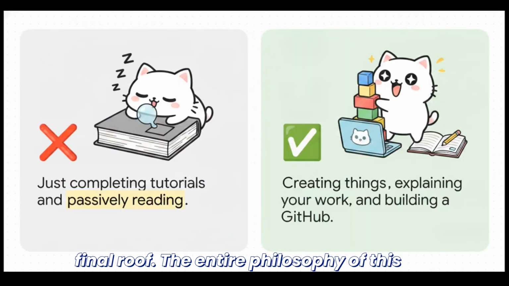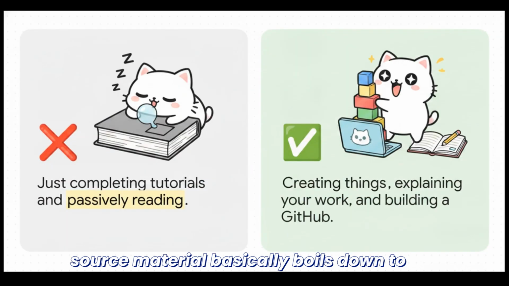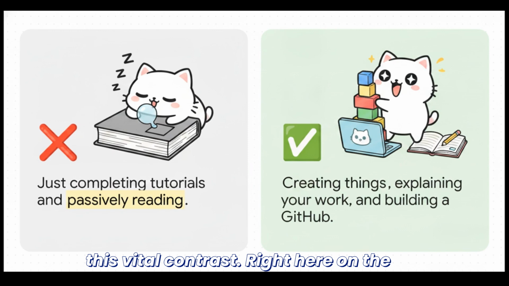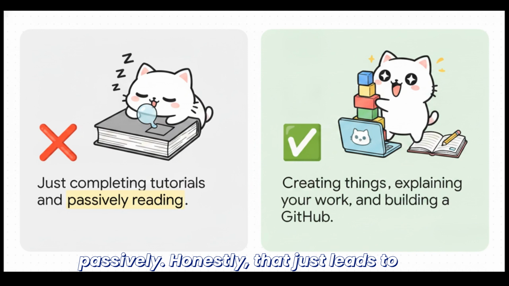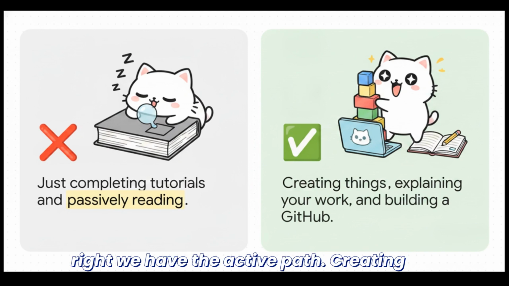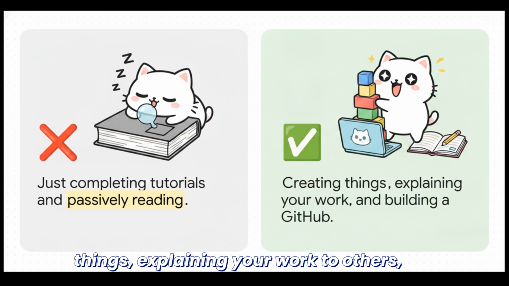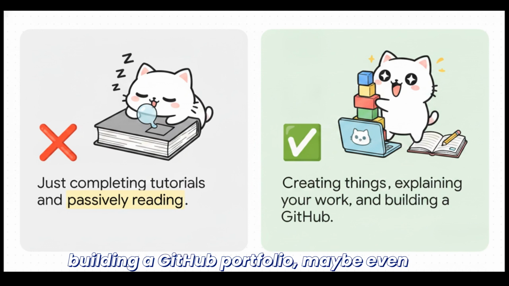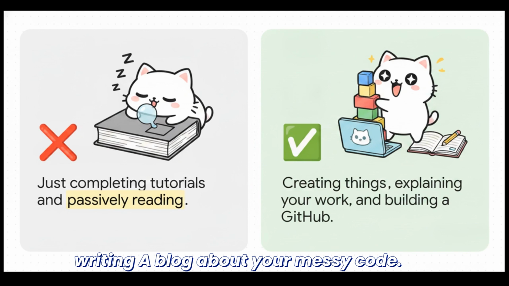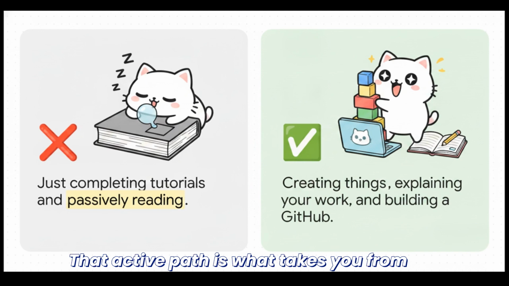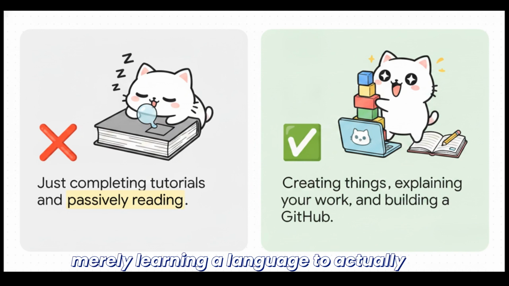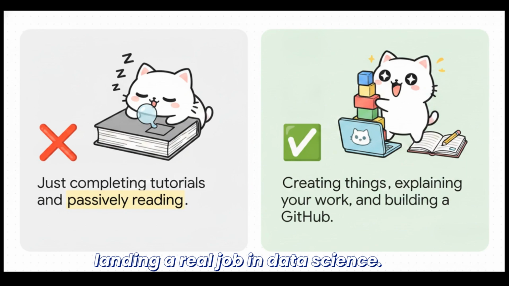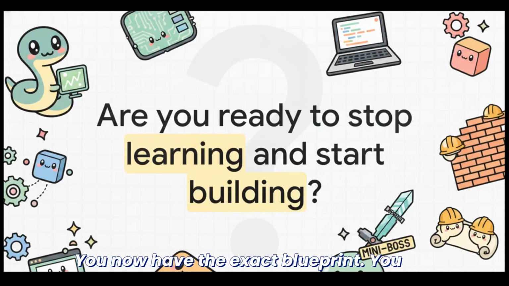The entire philosophy of this source material basically boils down to this vital contrast right here. On the left, we have the wrong way, just completing tutorials and reading passively. Honestly, that just leads to the illusion of competence. But on the right, we have the active path, creating things, explaining your work to others, building a GitHub portfolio, maybe even writing a blog about your messy code. That active path is what takes you from merely learning a language to actually landing a real job in data science. You now have the exact blueprint.